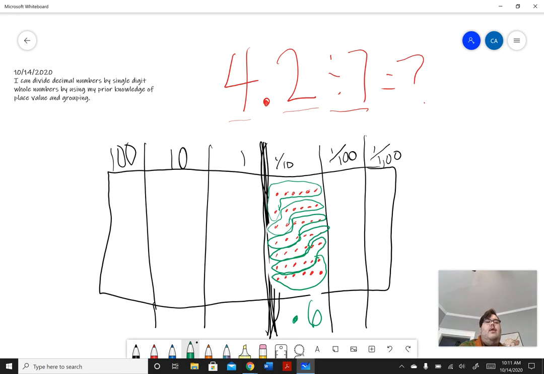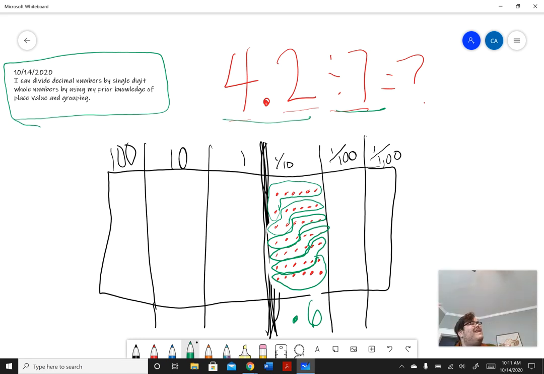Let's double check our learning objective here. It says that I can divide decimal numbers by a single digit by using prior knowledge of place value and grouping. Friends, we nailed it with this lesson.